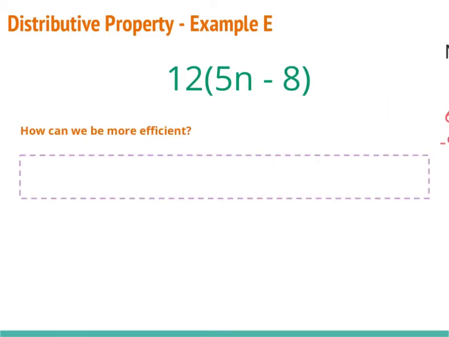So here we are at example E, and again, we've got distributive property, and I've got 12 on the outside, and in parentheses, 5n minus 8. Wait, I've got 12 sets of 5n and minus 8. There's got to be a more efficient way to do this, and there is.